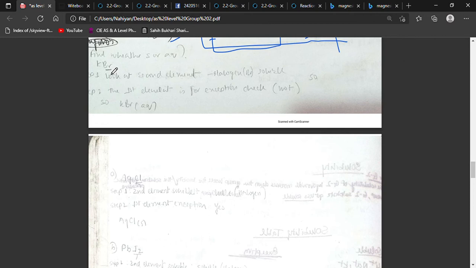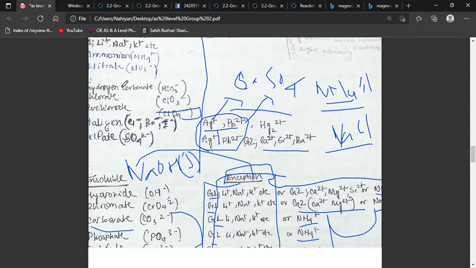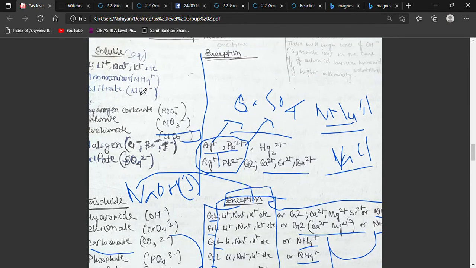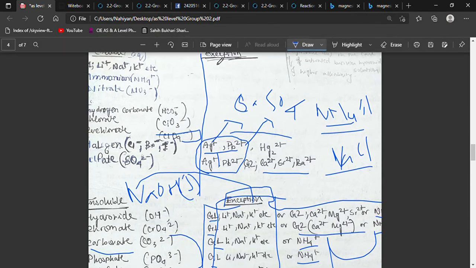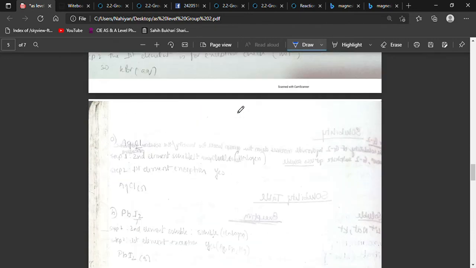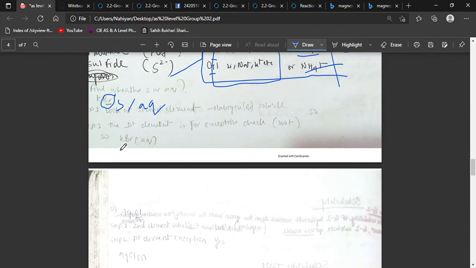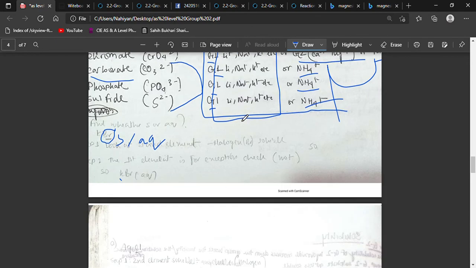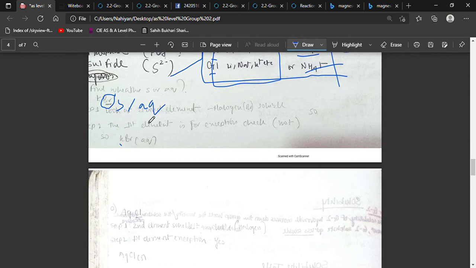Find whether this is soluble, whether this is aqueous. So how do you do this? Look at the second element. So Br, we said what? The halogens are always soluble, but you have to look for the exception. If we have silver, lead, or mercury, it can make it insoluble. If we check, it is not bonded to any of those, the silver or lead. So this is actually soluble, so it's aqueous.